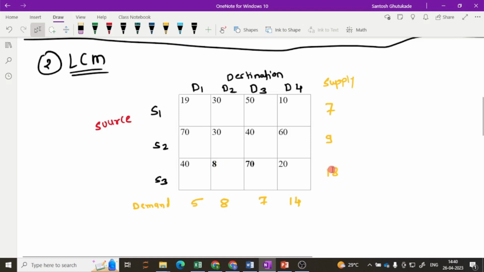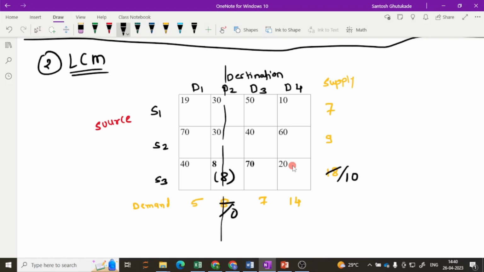Here supply is 18 and demand is 8, so we can fulfill this demand of 8. This demand is fulfilled, it becomes 0, and from 18 we have used 8, so the remaining is 10. Now this column is becoming 0, so we will cross this column. And then from the remaining matrix, once again we will check the minimum value. From the remaining matrix, the next minimum value is here, 10.